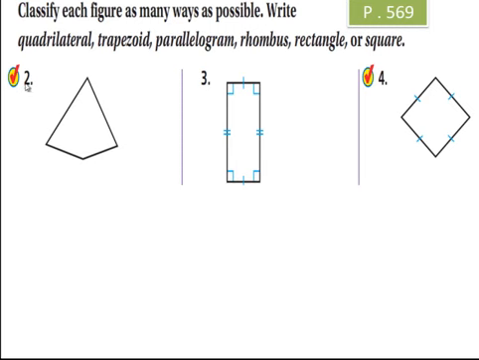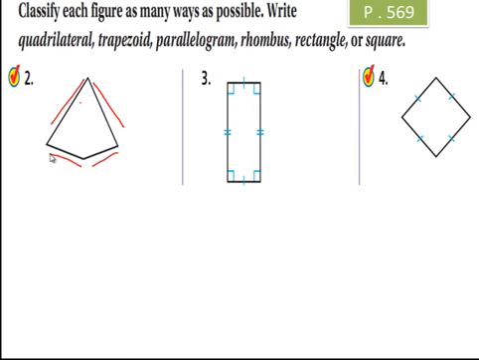The first shape here, question number 2. Is it a trapezoid? Is it a parallelogram? Is it a rhombus? Is it a rectangle? Or is it a square? It's not trapezoid, it's not parallelogram, it's not rhombus, it's not rectangle, it's not square. So what should I write? So I'm gonna write quadrilateral. Okay, I understood now. Question number 3.